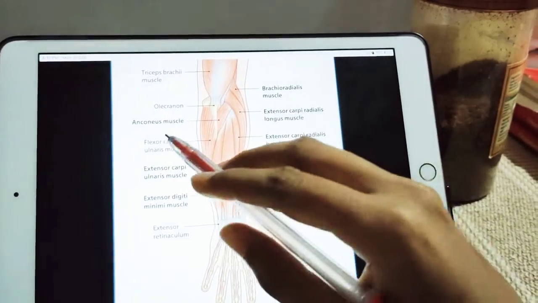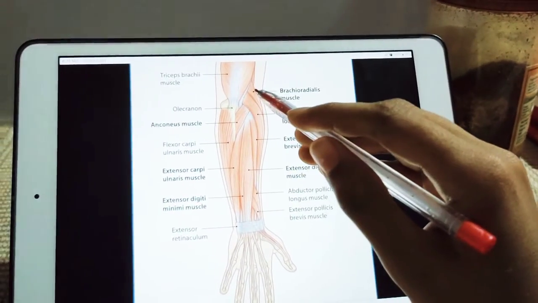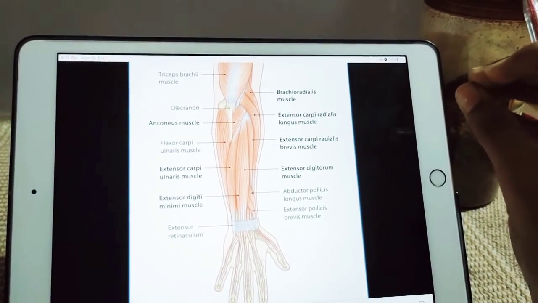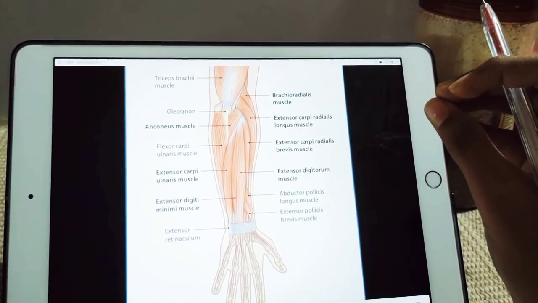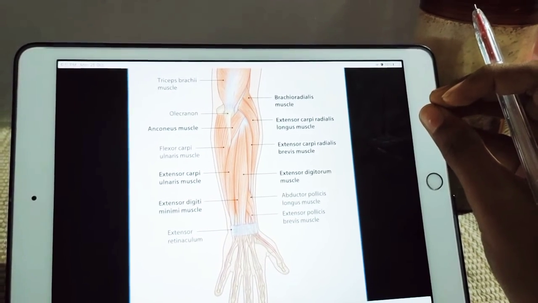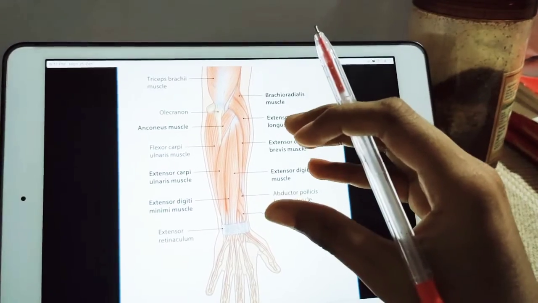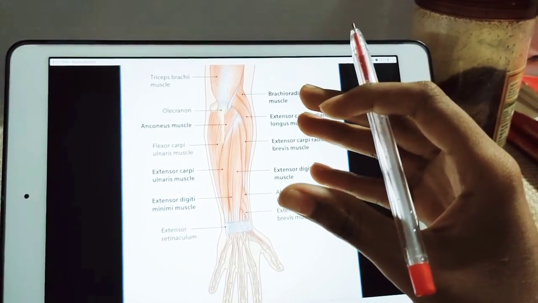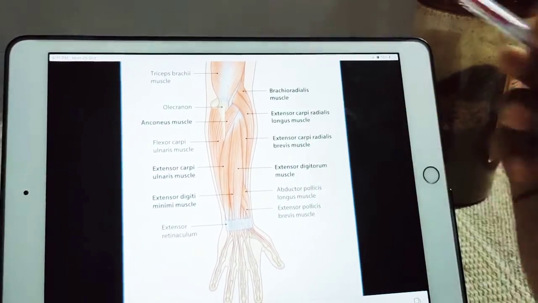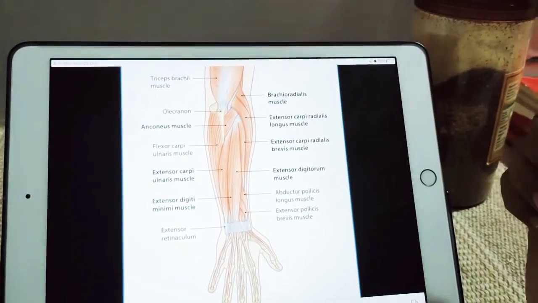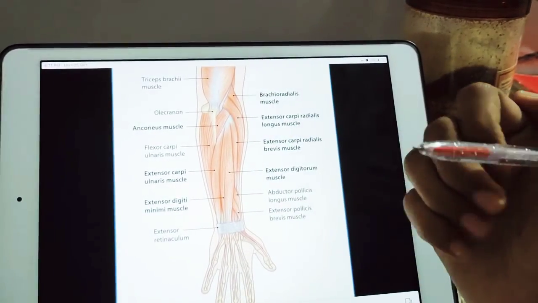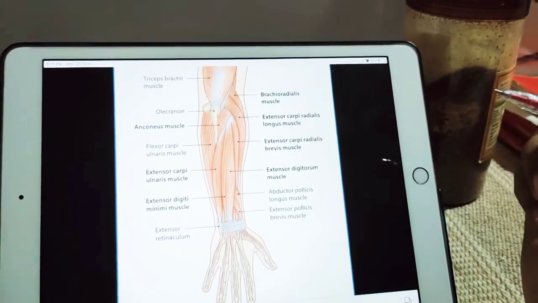First, anconeus. It gets its origin from the lateral epicondyle of the humerus. If you remember the superficial muscles of the anterior compartment of your forearm, there is a common flexor origin, the medial epicondyle of the humerus, right? But here, for the extensors, the posterior compartment superficial muscles, most of them have their common origin at the lateral epicondyle of the humerus. Of course, some exceptions are there that we'll discuss.